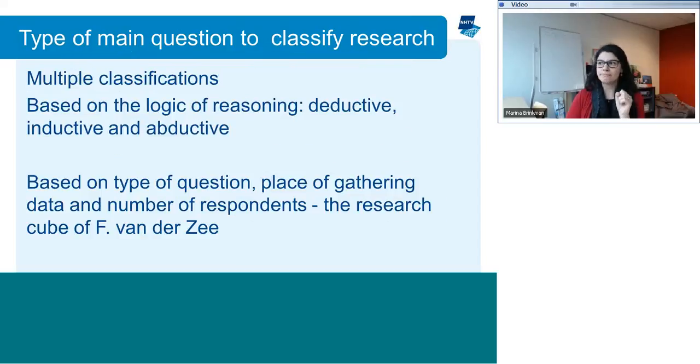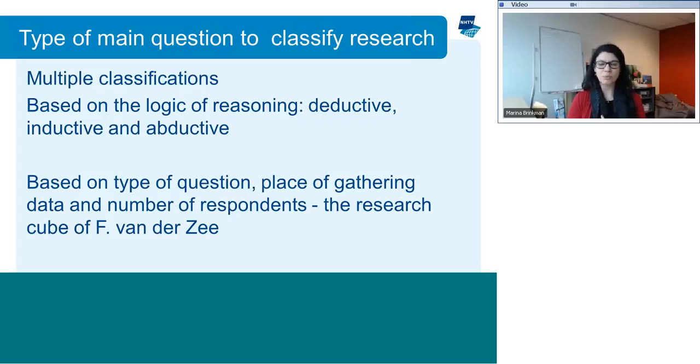Another way, which is probably known to the students who follow the BT course, as I extensively explained that one in one of the first clips related to the bachelor thesis process, is the research cube as defined by a Dutch educational specialist. Actually, he's writing a lot of books related to research methodology for students, Bouke van der Zee. He has developed this research cube where he classifies research in multiple ways by actually using the type of question as a classification, the place of gathering data, and the number of respondents.